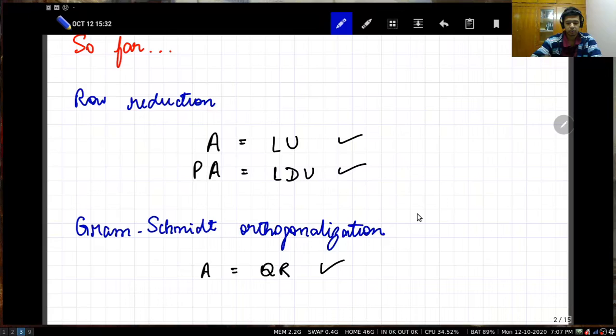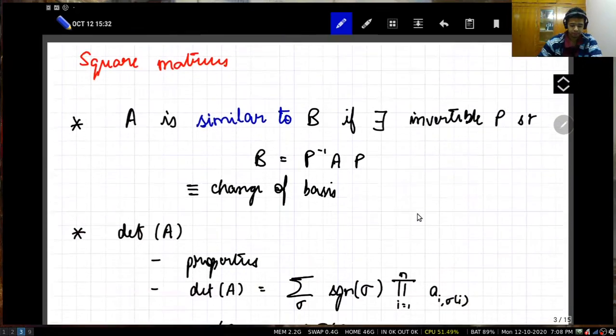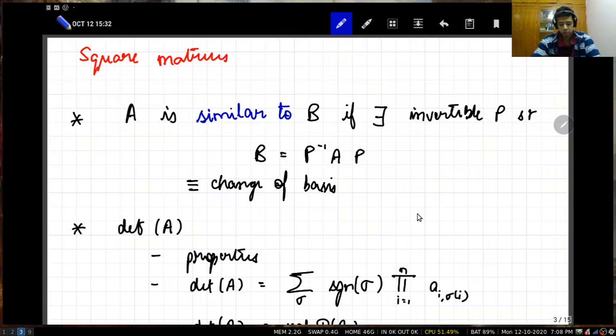Okay, and in the next series of lectures, we look at another canonical form. In particular, when can a matrix be written in terms of a diagonal matrix? But before that, let's recall the notion of similarity of matrices. We say that a square matrix A is similar to another square matrix B if we can come up with an invertible matrix P such that B is equal to P inverse AP, right?